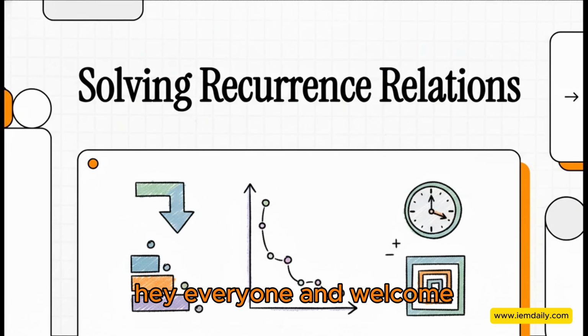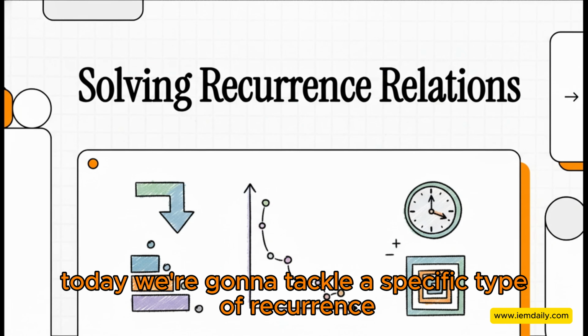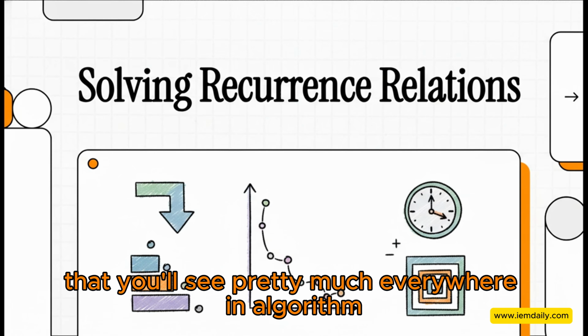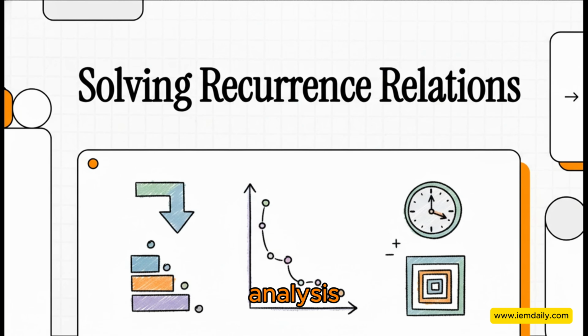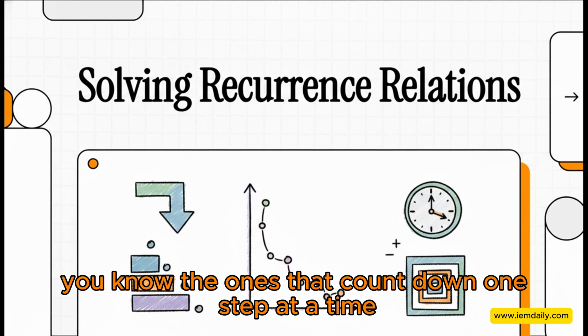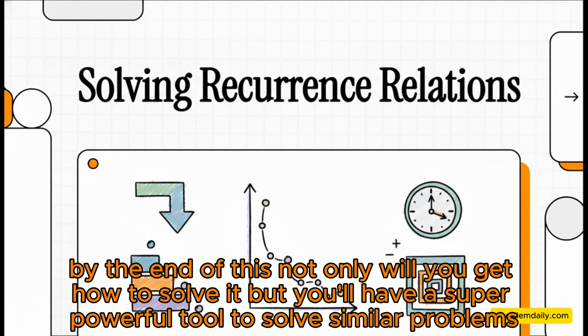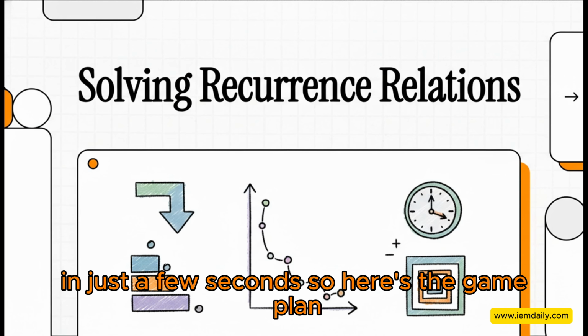Hey everyone, and welcome. Today, we're going to tackle a specific type of recurrence relation that you'll see pretty much everywhere in algorithm analysis. You know, the ones that count down one step at a time. By the end of this, not only will you get how to solve it, but you'll have a super powerful tool to solve similar problems in just a few seconds.